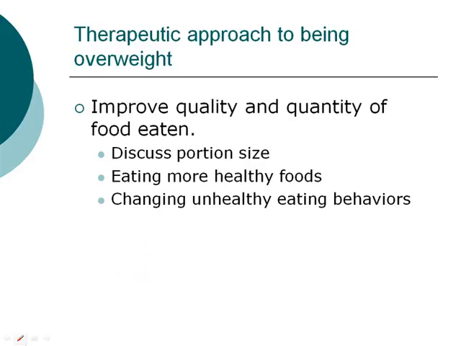The best way to approach to start losing weight, if the person is overweight, is to try to improve the quality of food. Look at them and teach them what are the portion sizes? How can they eat healthier foods? How can they change some of those unhealthy eating behaviors, such as eating snack foods out of the box or the packages rather than pouring them out on a plate so you can actually see how we're eating.